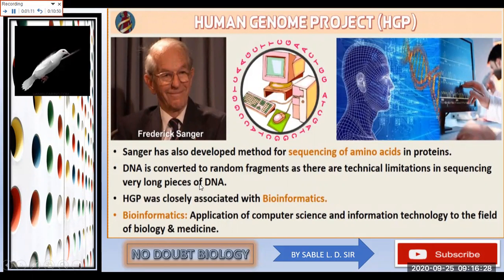HGP was closely associated with bioinformatics. So the relation between the Human Genome Project and bioinformatics is very close. So what actually do we have to do in bioinformatics? There is a complete study of the human genetic characters with their DNA sequences. Each and every person has particular DNA sequences. No similar DNA sequences exist between two persons. It has an identity. We can say it's the identity of human beings.